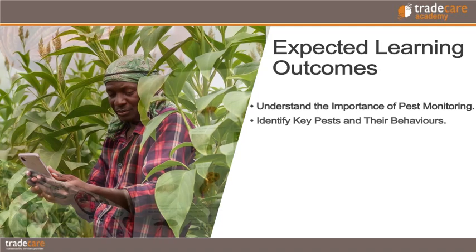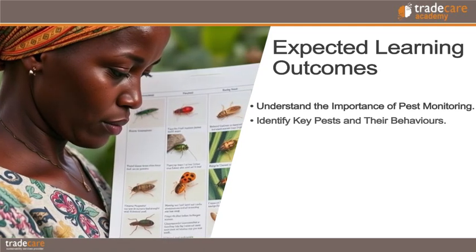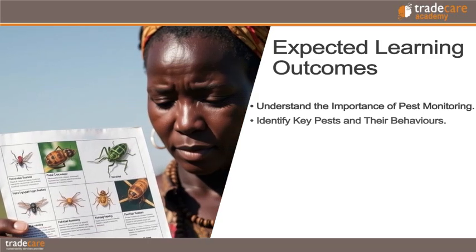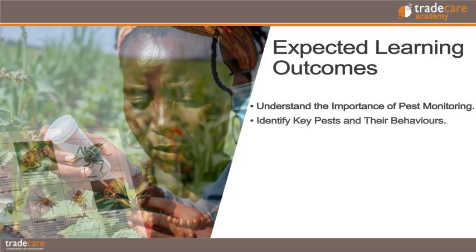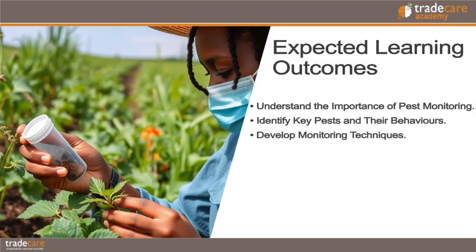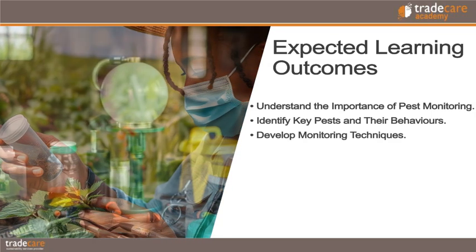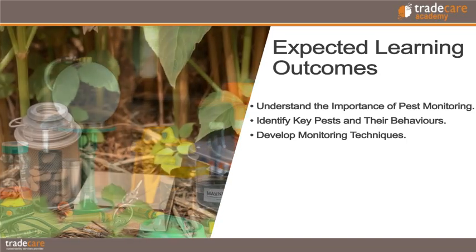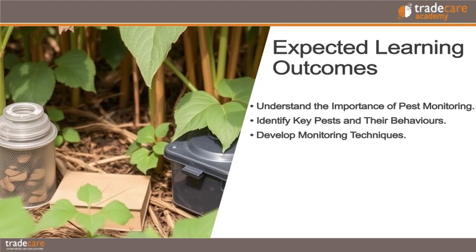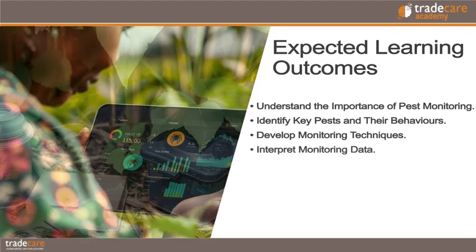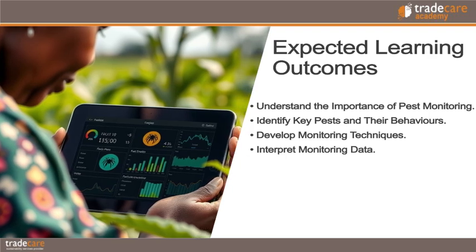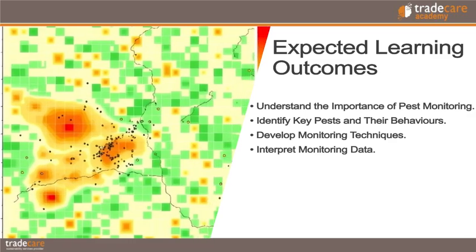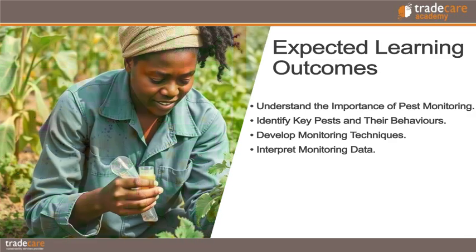Next, we will focus on identifying key pests and their behaviors. You will gain knowledge of common agricultural pests, their life cycles, and how they specifically interact with and affect your crop plants. Moving on, we will delve into how to develop monitoring techniques. This will involve learning various methods and tools that allow you to accurately detect, identify, and track pest populations in the field. Lastly, we will explore how to interpret monitoring data. You will acquire essential skills to analyze this data, understand pest population dynamics, and make informed decisions regarding intervention strategies.